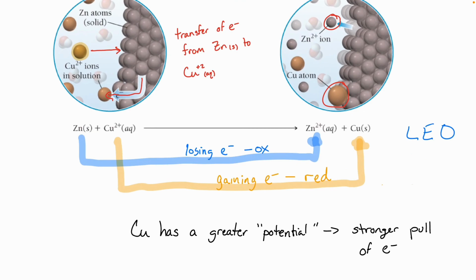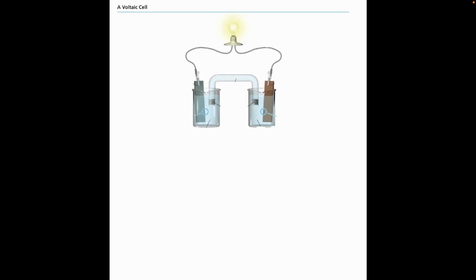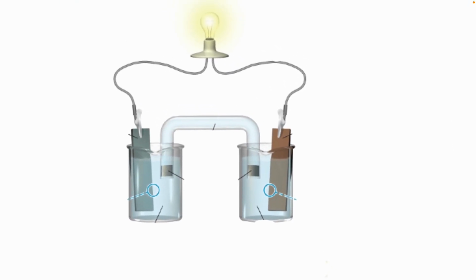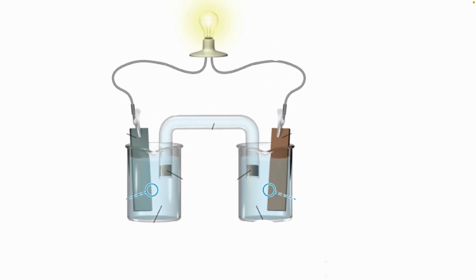The crazy thing about a battery is that we have these same reactions that occur, but they're actually separated into different components. So what we're looking at here, our basic battery: on one side, we have our oxidation reaction.